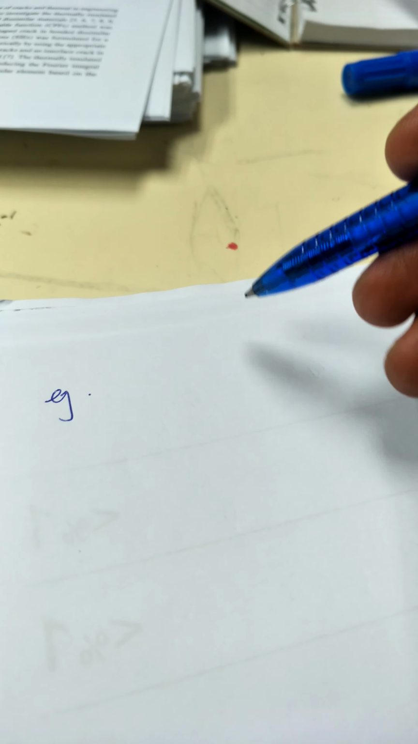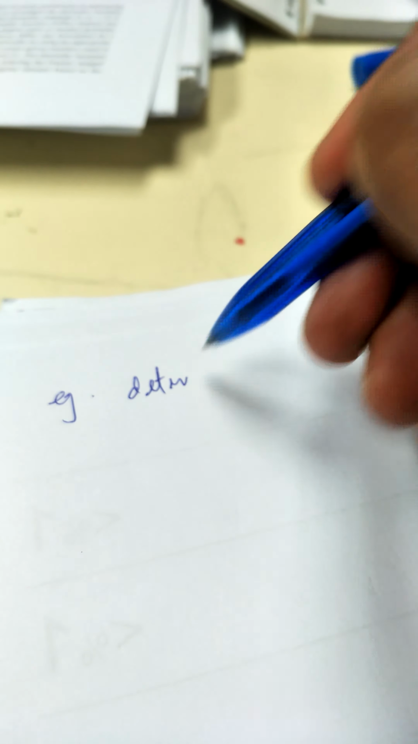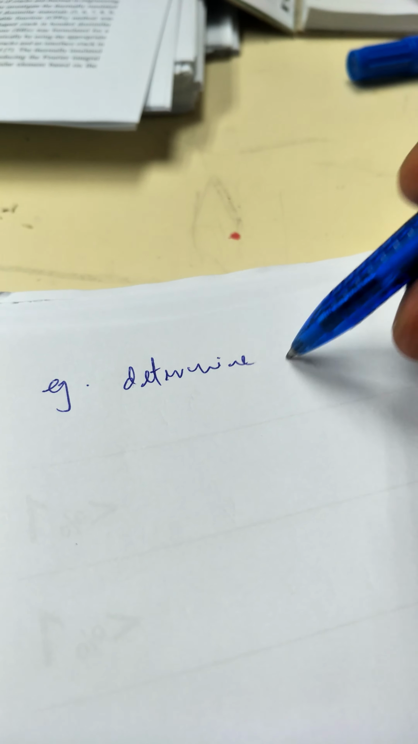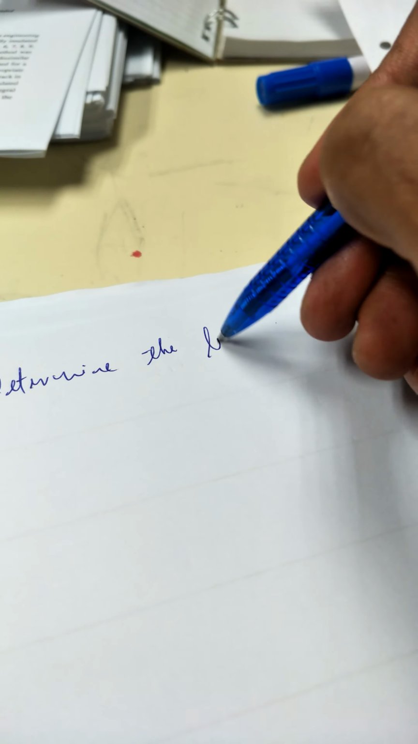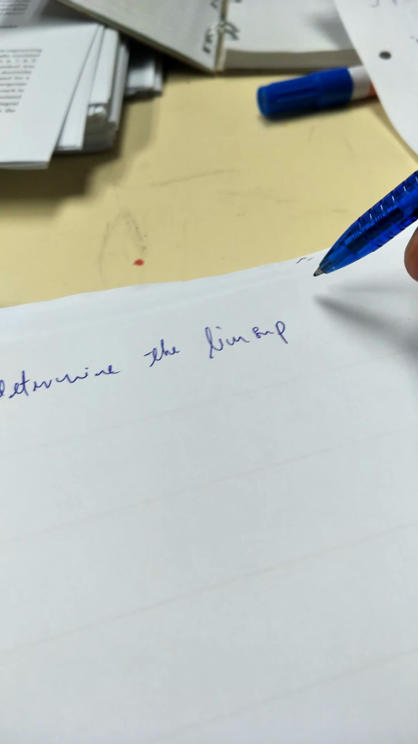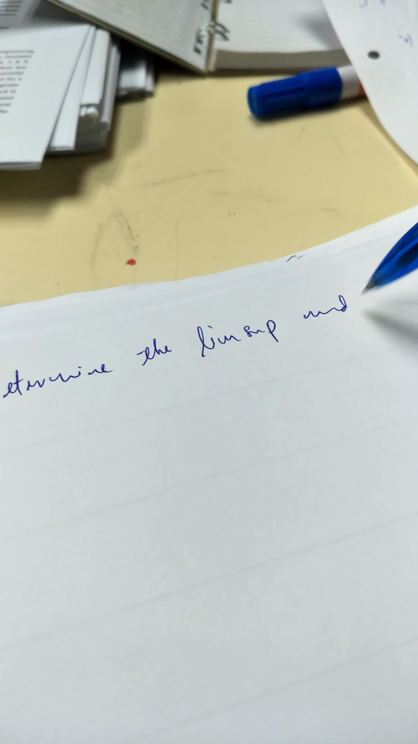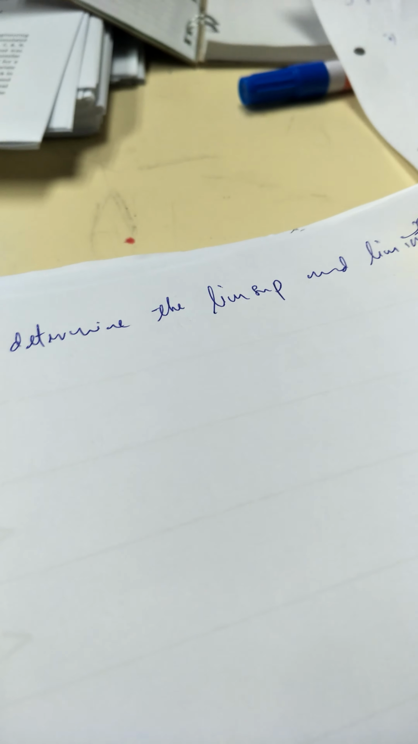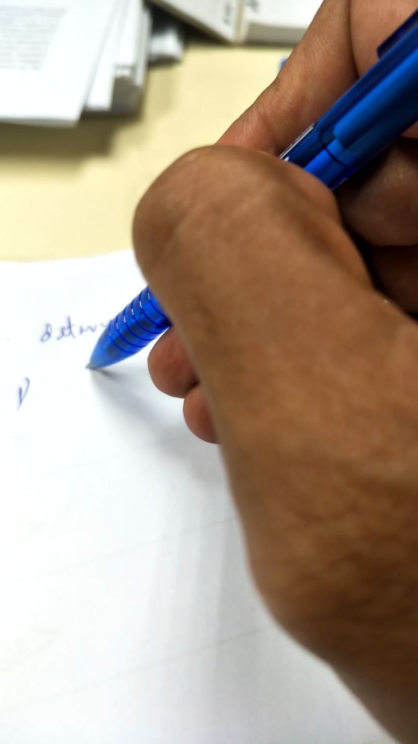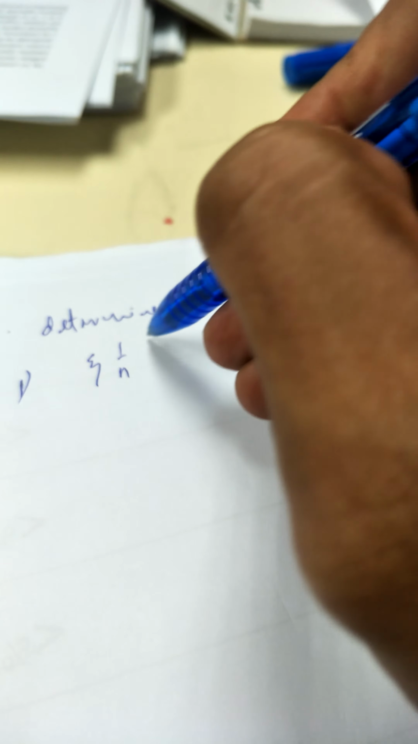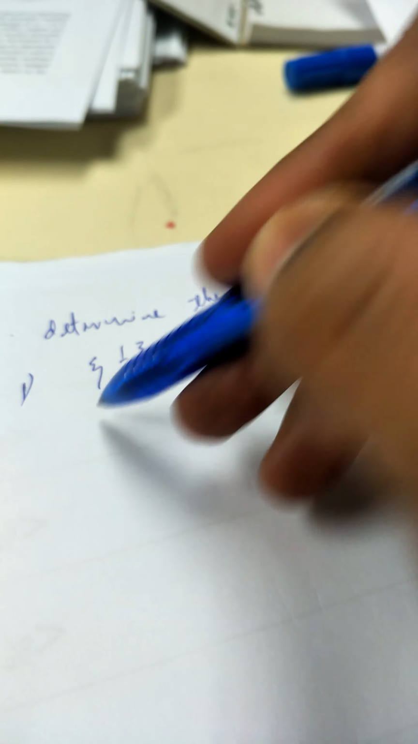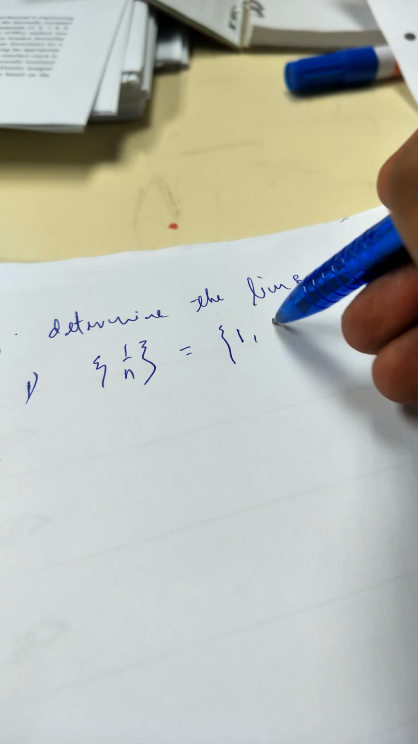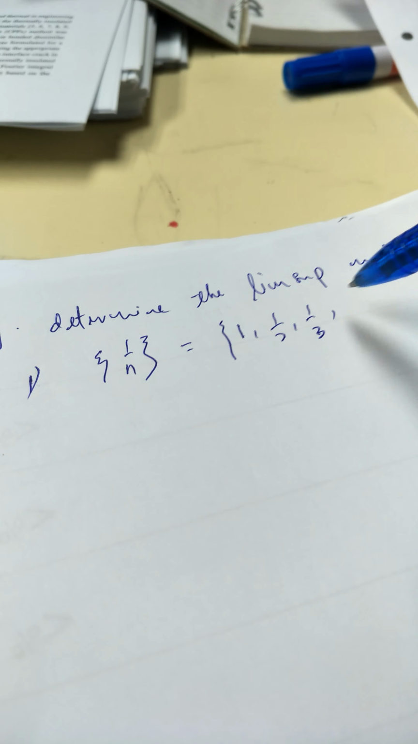Okay, determine the lim sup and lim infimum of the following sequence. Let's say I have this sequence 1 over n. If you list this, we have 1, 1 over 2, 1 over 3, and so on.